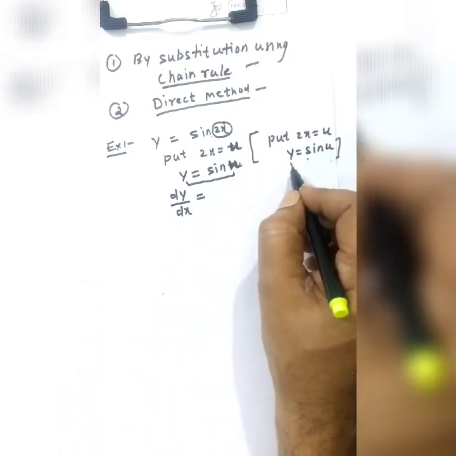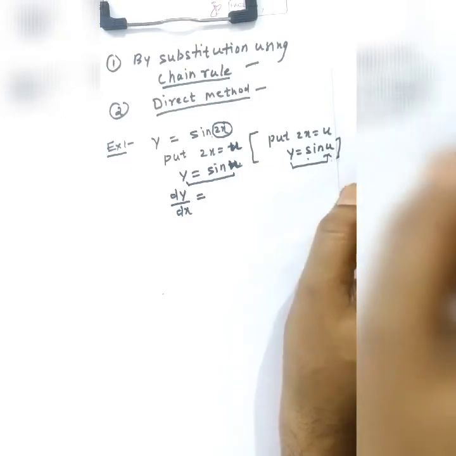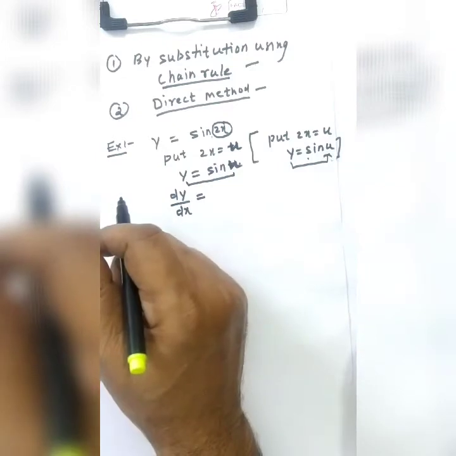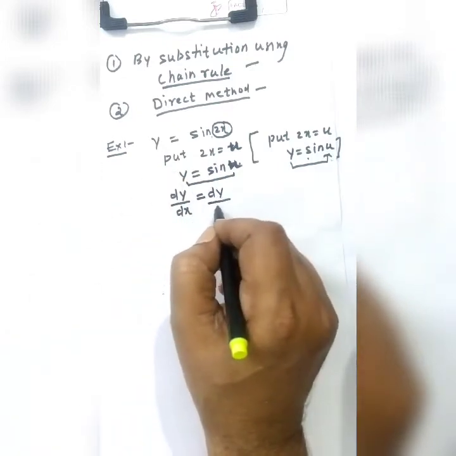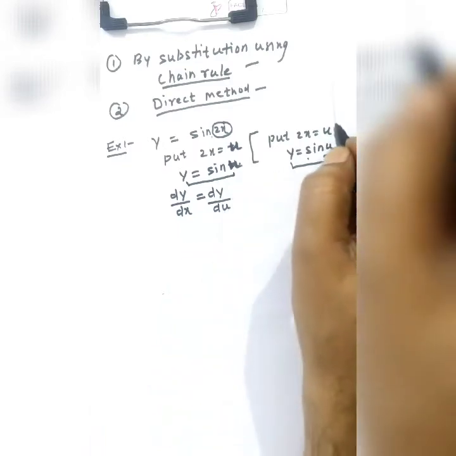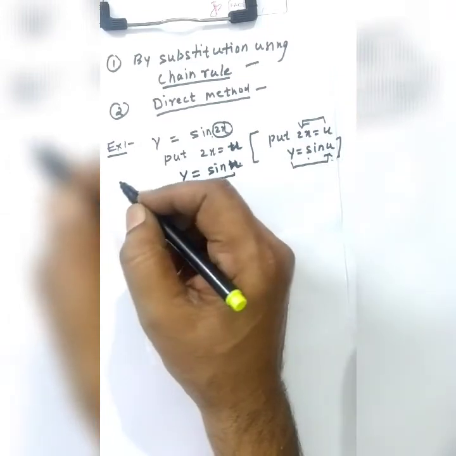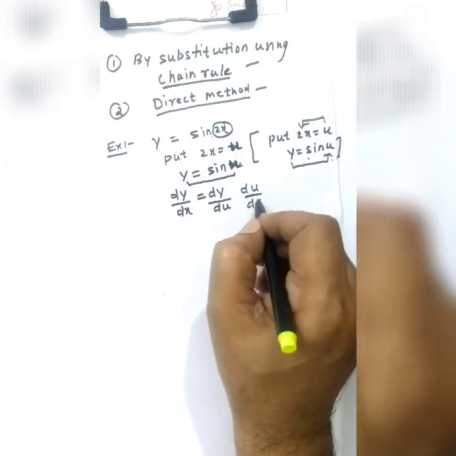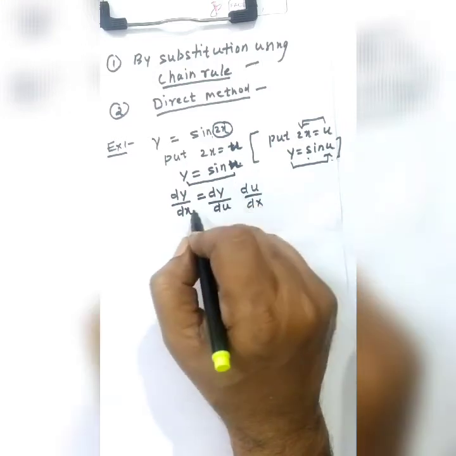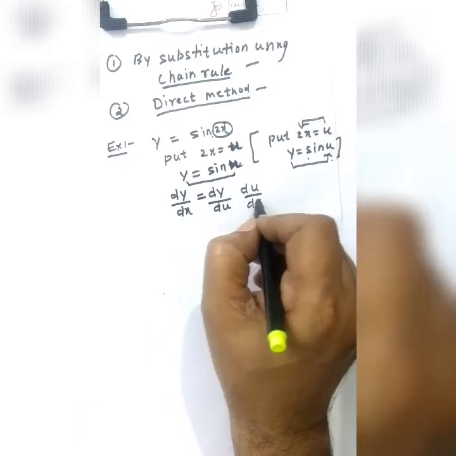First, differentiation will be of y with respect to u. When you differentiate y with respect to x, it is dy by dx. When you differentiate y with respect to u, it will be dy by du. So I will write here dy by dx is dy by du, then u with respect to x, which will be du by dx. So the new formula will be dy by dx is equal to dy by du into du by dx.